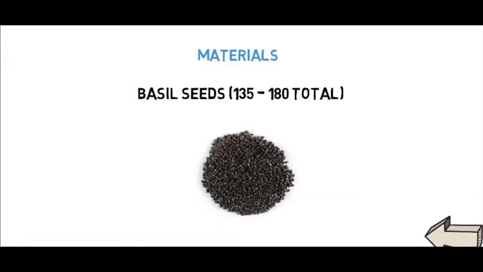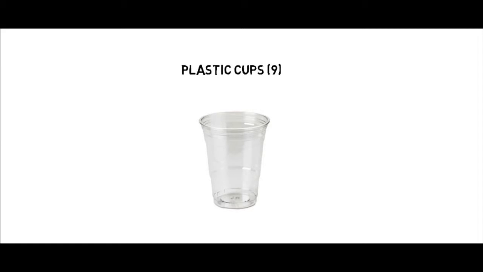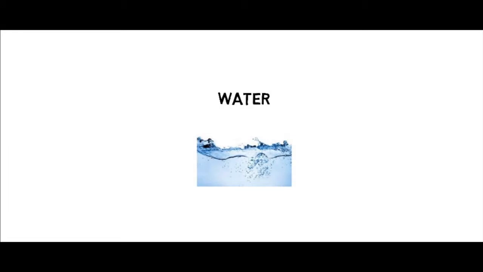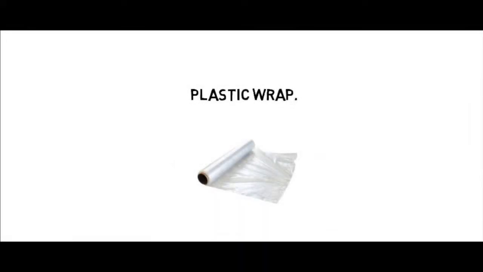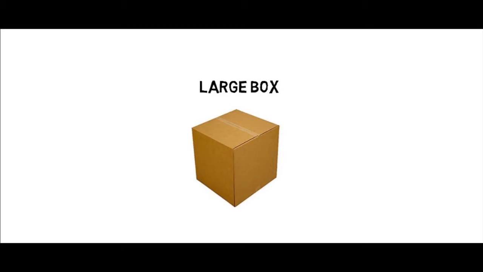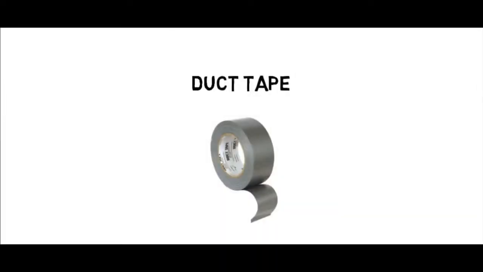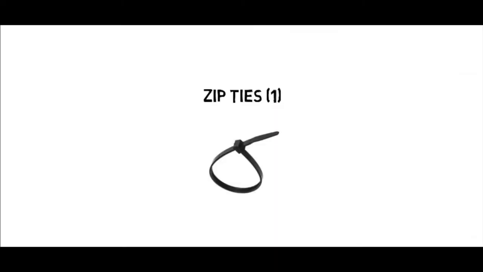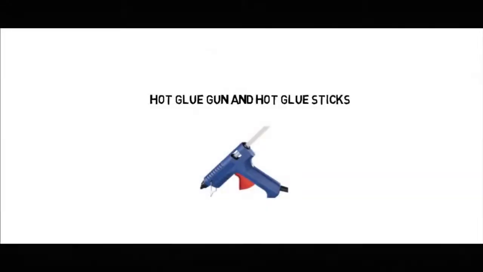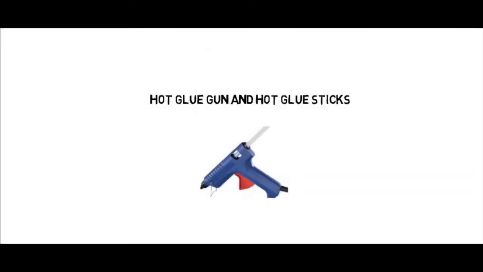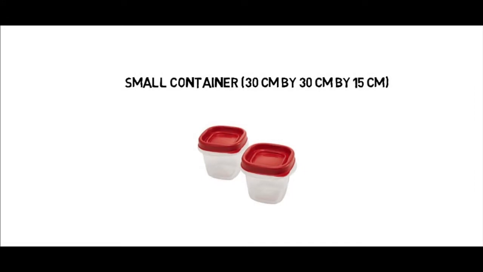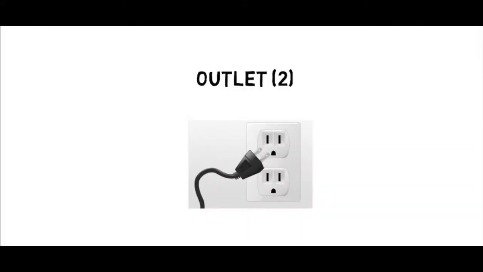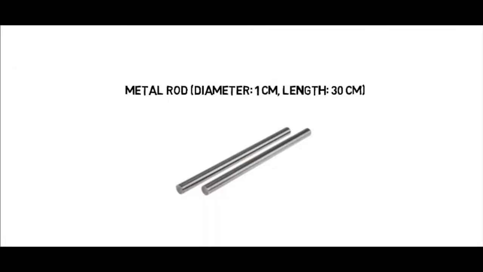Materials: basil seeds, plastic cups, soil, water, plastic wrap, a large box, duct tape, white Christmas lights, zip ties, cardboard, hot glue gun and hot glue sticks, small containers, motor/power drill, outlet, and metal rod.